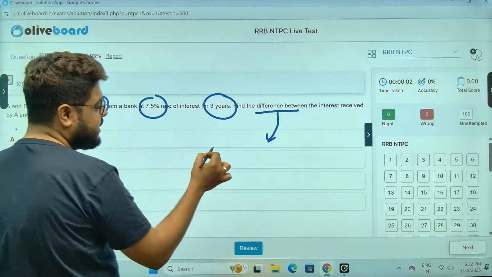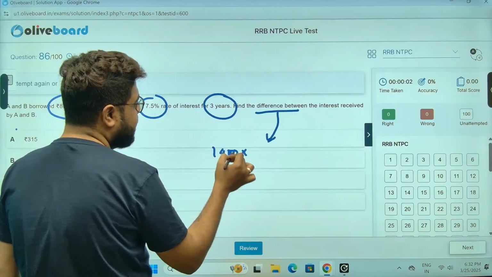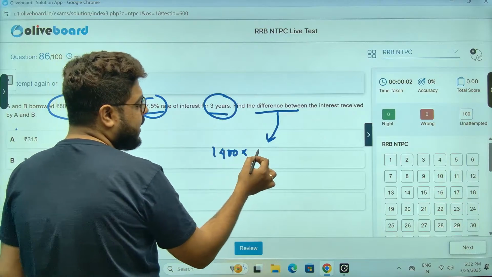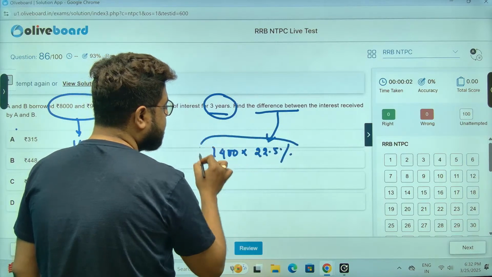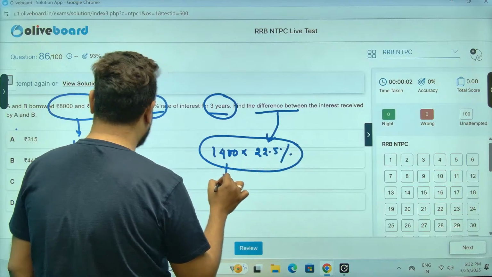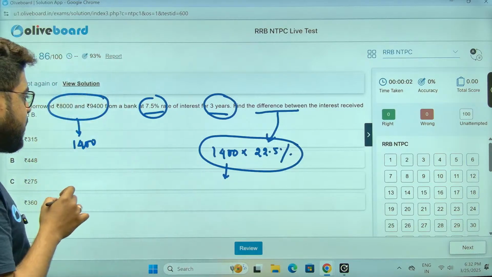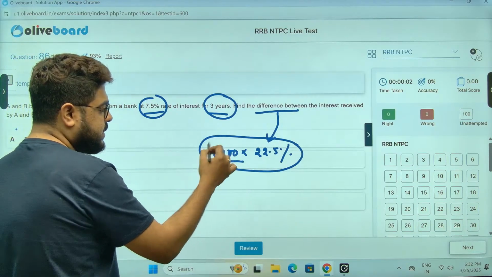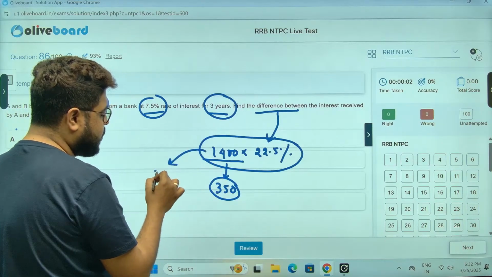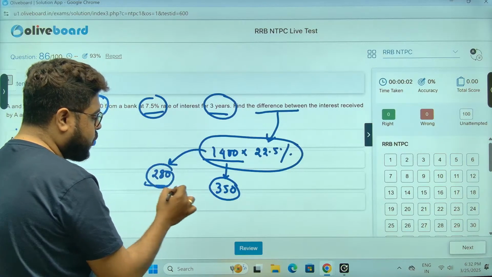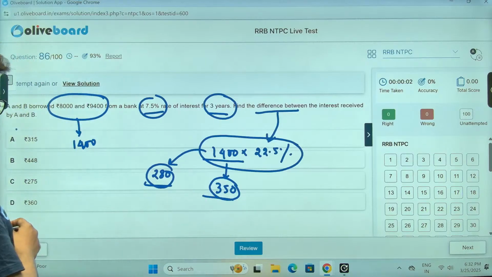So your answer is 1,400 ka 3 years, 7.5, 22.5%. Sir, 1,400 ka 25%. Check the options, na, sir. Options are very close. No, not very close. Sir, 350 is 25%. And 20% is 280. So something between 280 and 350.